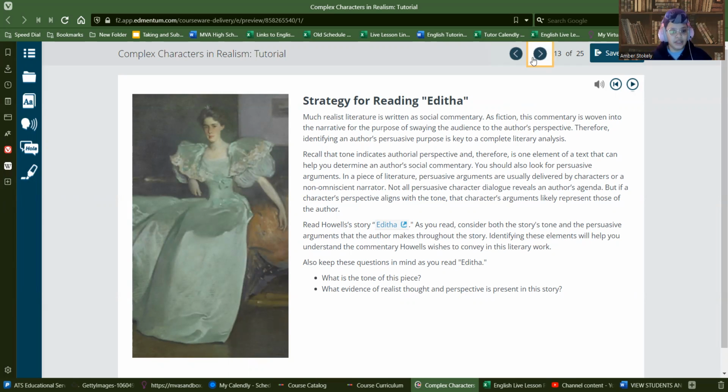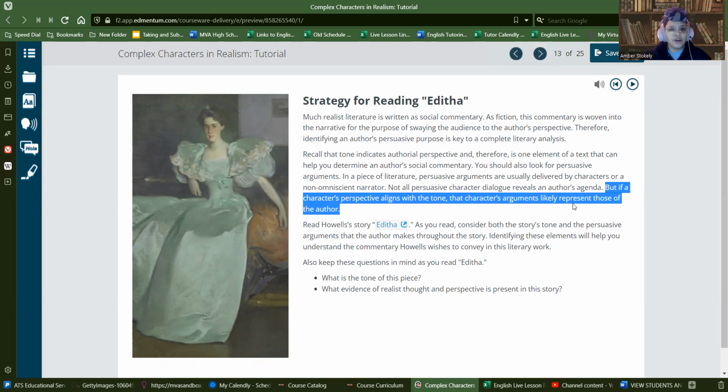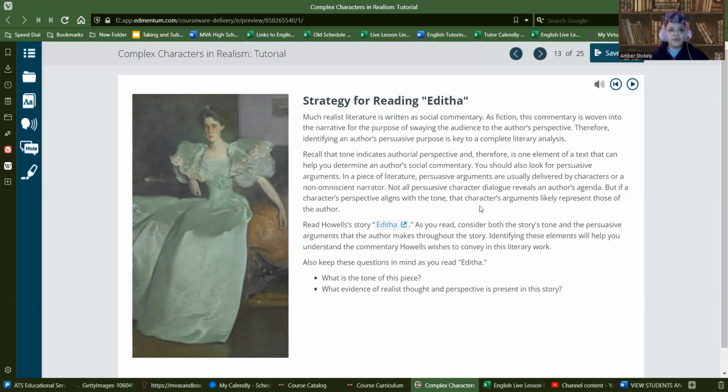Alrighty, let's see, anything else? Okay, it says if a character's perspective aligns with the tone, that character's arguments likely represent those of the author. So remember, the tone is how the story and the author feel about a topic.